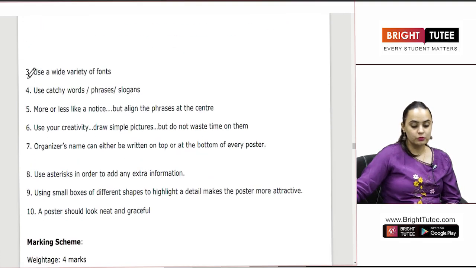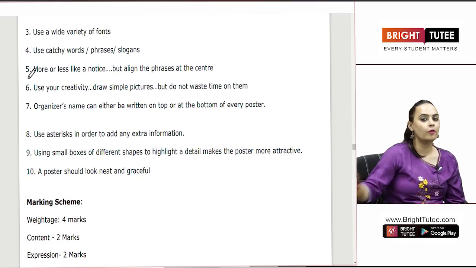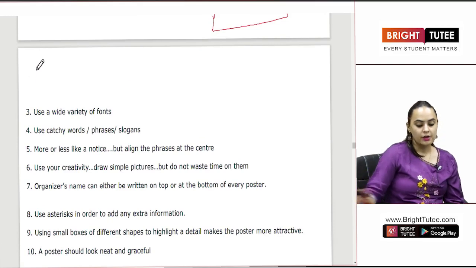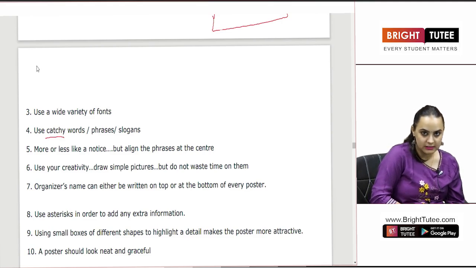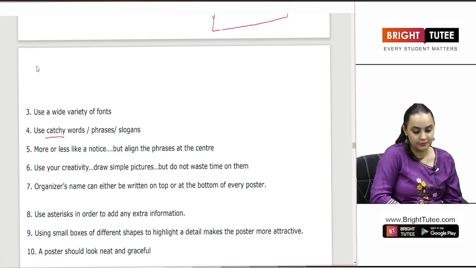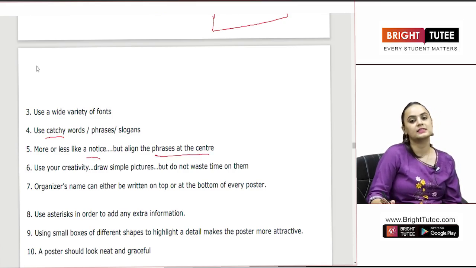We have to use a wide variety of fonts, so a lot of fonts are to be used by you when making a poster. We have to use very catchy, very attractive words, phrases and slogans when making a poster. We can say that a poster is like a notice, but align the phrases at the center.